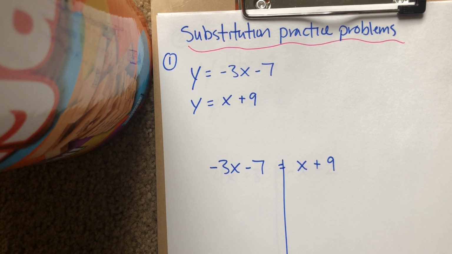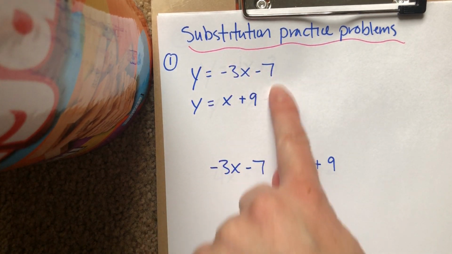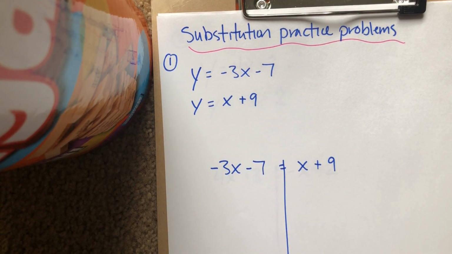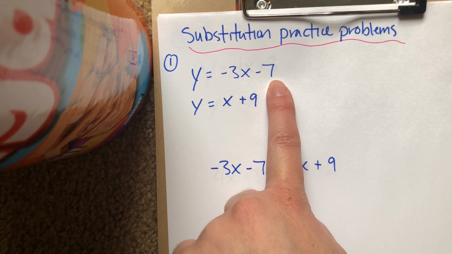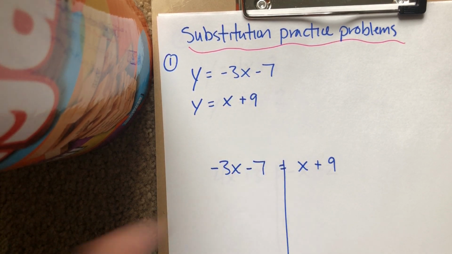Either is fine. So the first problem I have is I want to figure out what ordered pair is going to make both of these equations true at the same time. So I have y equals negative 3x minus 7 and y equals x plus 9.